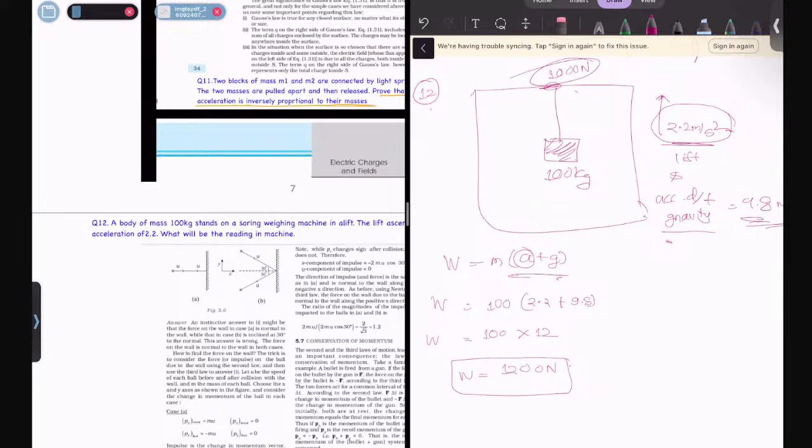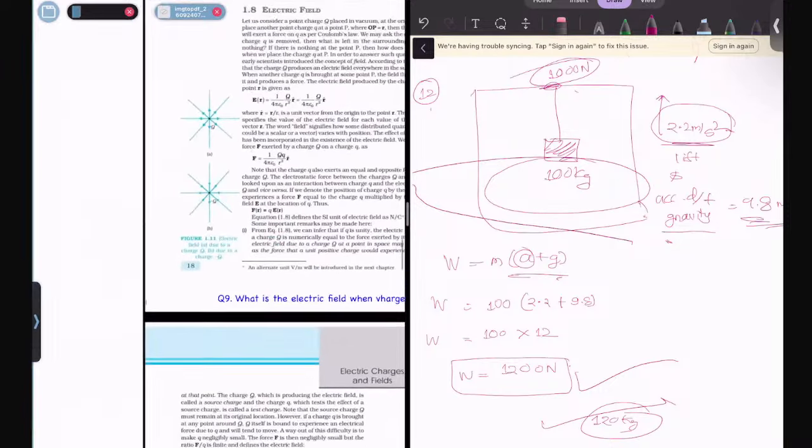Okay, but when the lift is moving up with 2.2 meter per second squared, the weight will be 1200 Newton, or the machine will be showing 120 kg now. Actually, the real weight of the object is 100 kg, but it is showing as 120 kg. Okay, so it might be misinterpreted. So you must have knowledge of physics to get it correct.